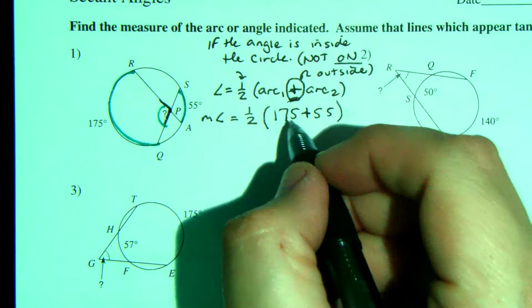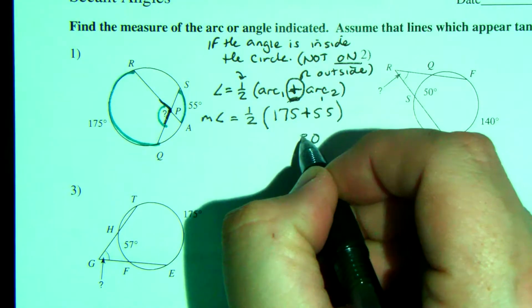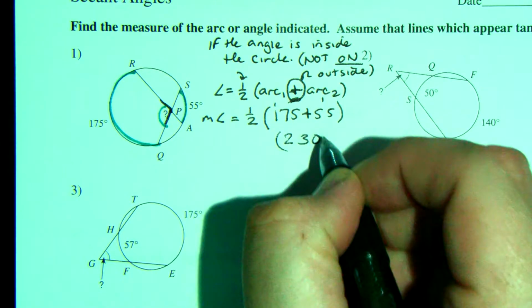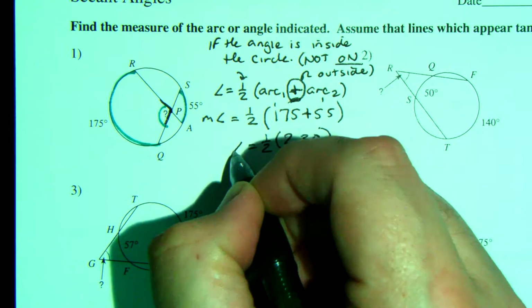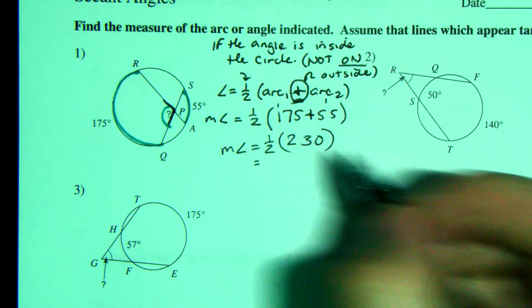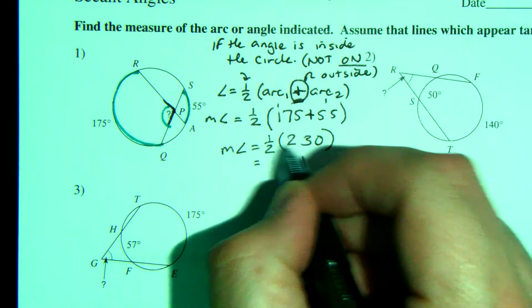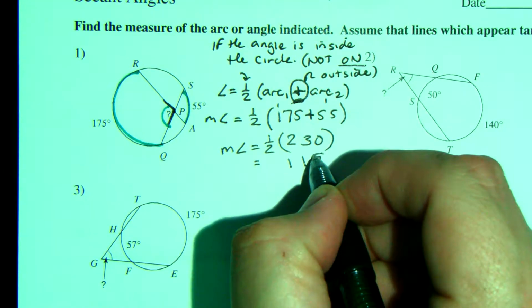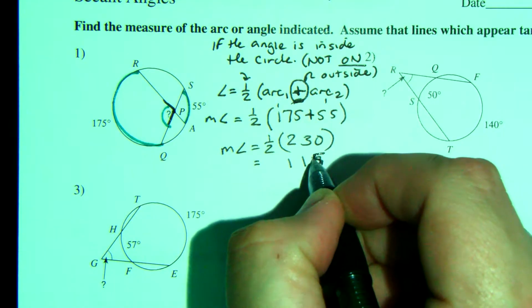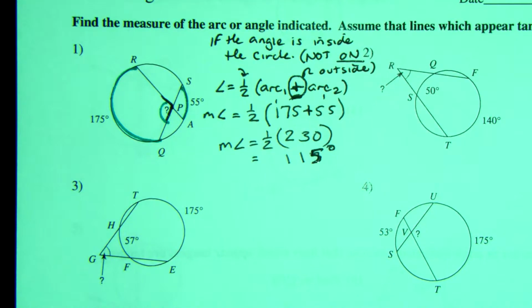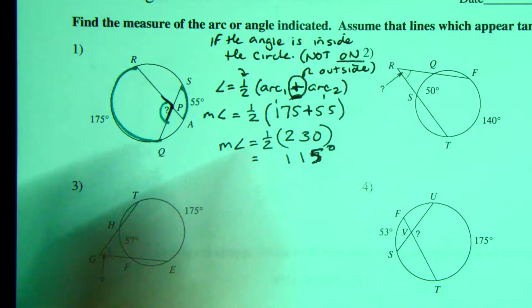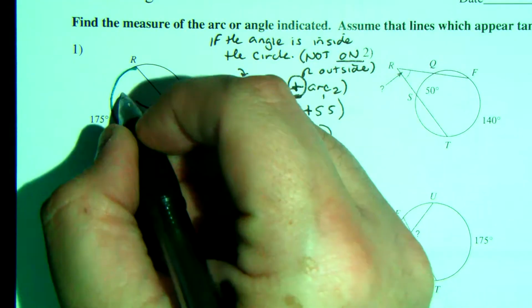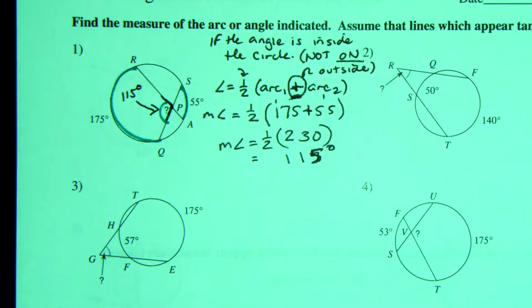So 175 plus 55, that's 0, carry the 1. That's 13, carry the 1. That's 230. Now I got to take half of 230. That's the measurement of the angle. 115 degrees. So that's the measure of the angle. This angle right here is 115 degrees. Is that horrible? No. It's not a lot of work. That's enough.